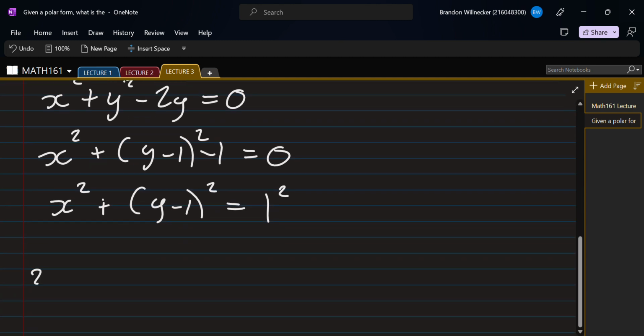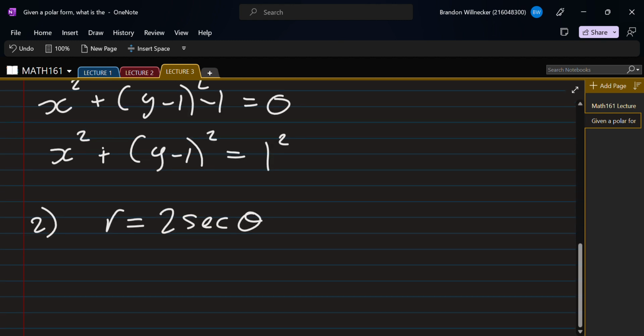Okay, let's look at another one. So r is equal to 2 sec theta. Okay, so now we've got sec. That's not one of those fundamental ratios. Okay, we'd rather work with cos. So instead of sec, let's write it as 1 over cos.